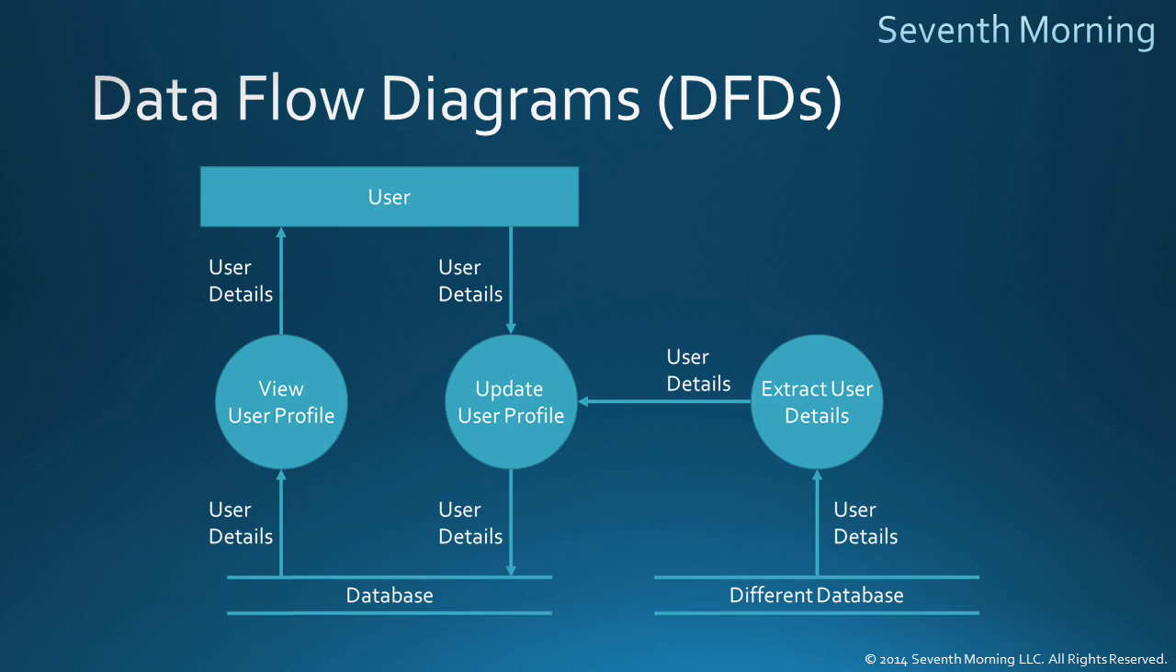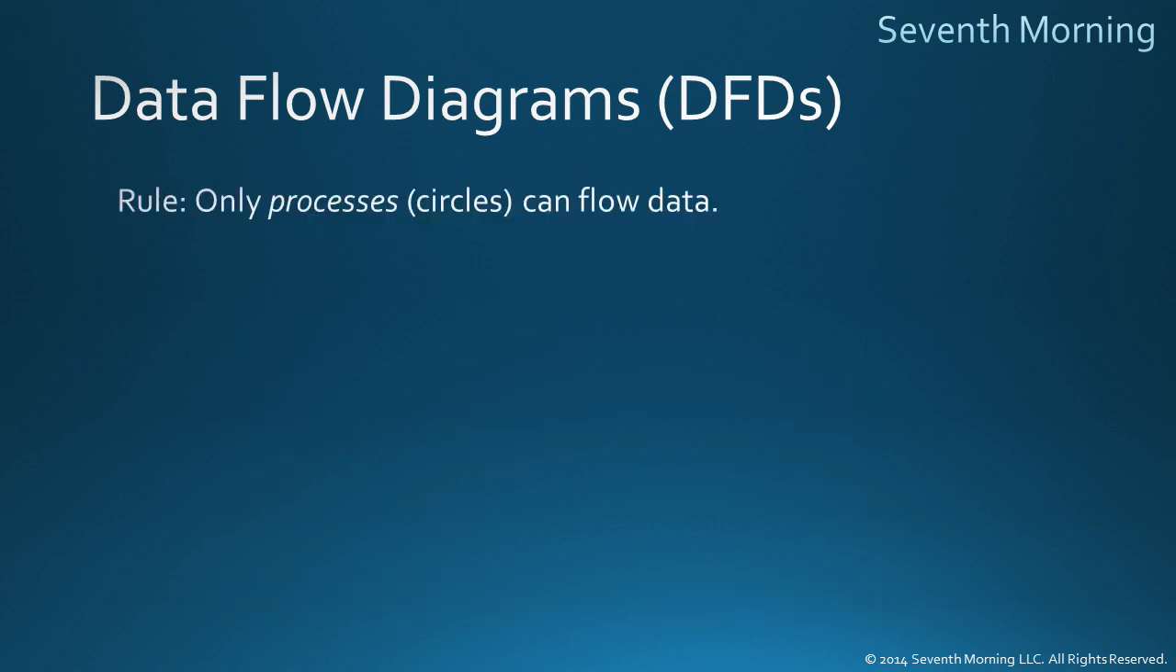Okay, I lied. There is one additional rule, and that's that data cannot flow on its own. It can't flow from a data store directly to another data store or from a data store to an input or output. No, it has to be driven by a process. There has to be an intermediate process, since processes are where all the action is performed.